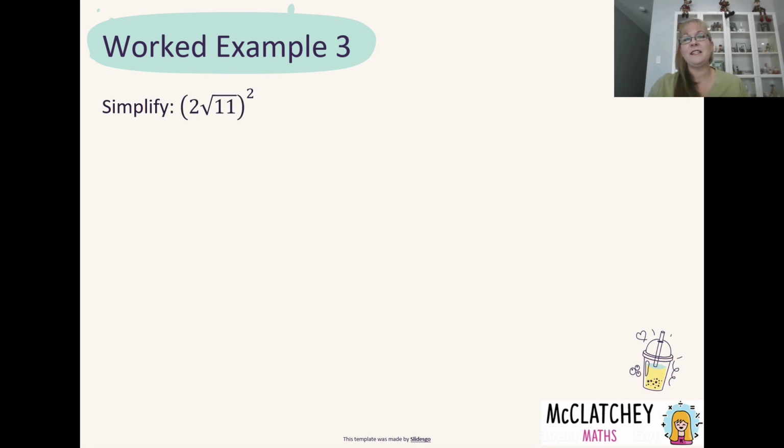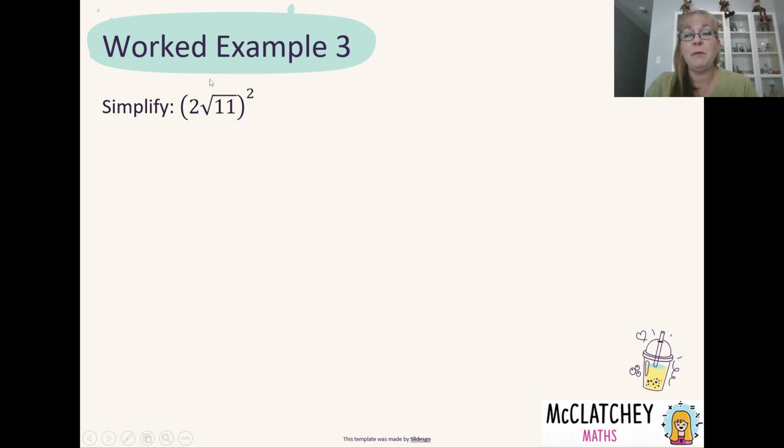Okay, here's our third example now. Now this time we've got this squared and we've got some brackets. That's a little bit different to what we've been looking at. Now you'll remember from our first and second video in this series, we've talked about this whole idea of squaring, cancelling out our root sign. So for the root 11, this will cancel out here.